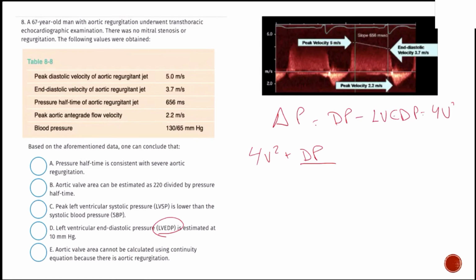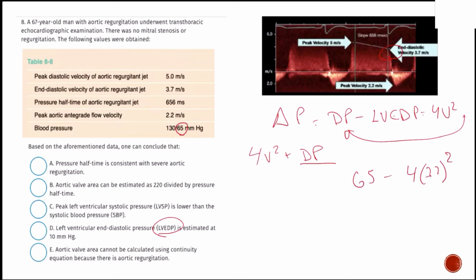And that would equal 4V squared. Because instead of it being 4V squared plus our right atrial pressure, now we're moving it to the other side of the equation. So if we have a diastolic pressure of 65, and we're trying to find our LVEDP, could we do 4 times 3.7 and square that? Does that make sense? We're just doing the same thing, but on our left-sided circulation.